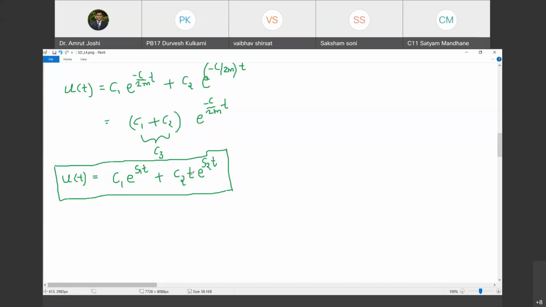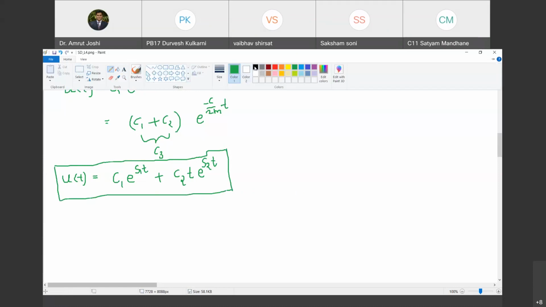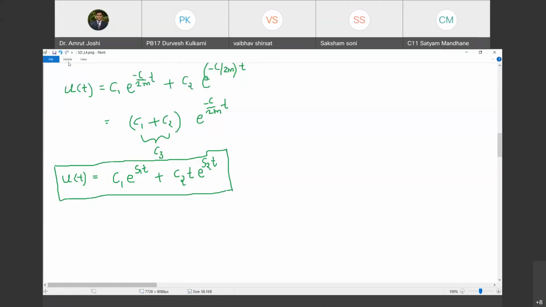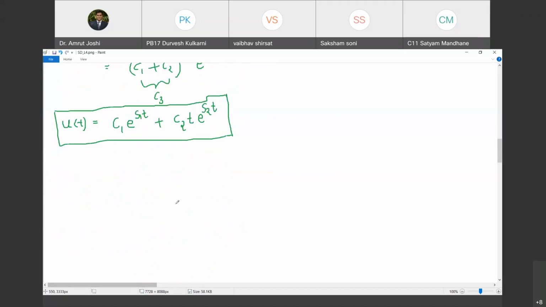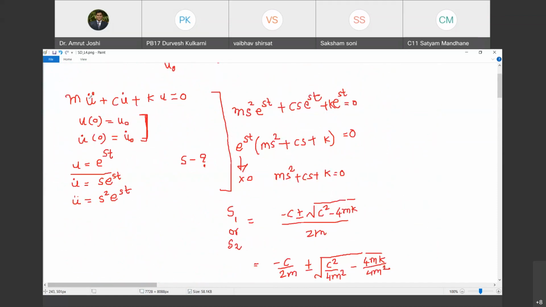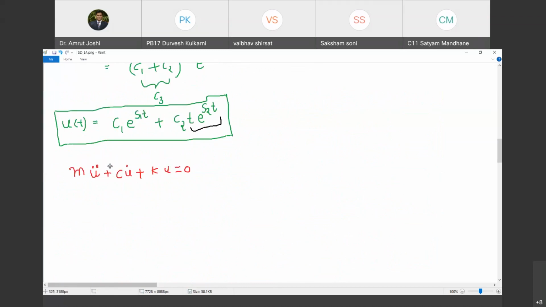Yes, sir. So in other words, I am trying to say that t e raised to st can also be the solution of this governing differential equation. Are you with me? Yes, sir. So we will cross verify whether t e raised to s2t can also be the solution of this governing differential equation. What is the governing differential equation? Tell me. m u double dot plus c u dot plus k u equal to 0. Happy?